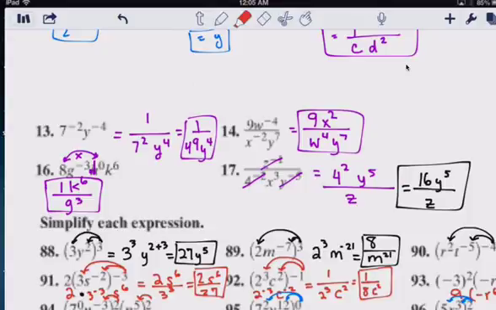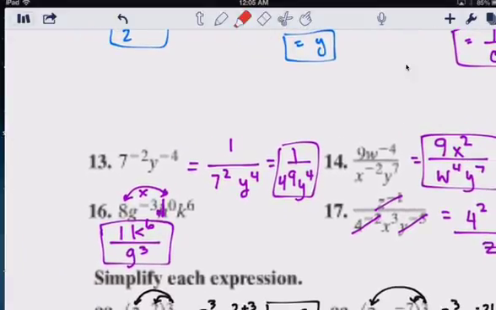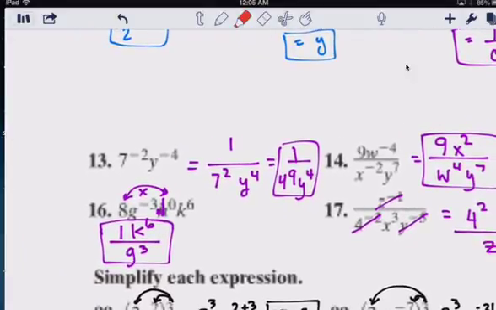Okay. Now, these are negative exponents. You never want negative exponents. If you have a negative exponent, you need to move it down. Negative exponent, you need to move it down. Top stays a 1.